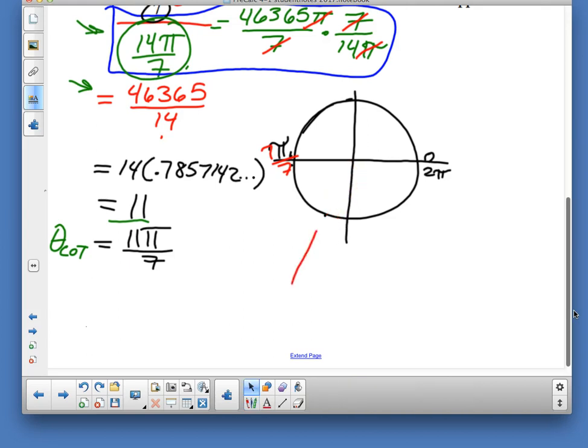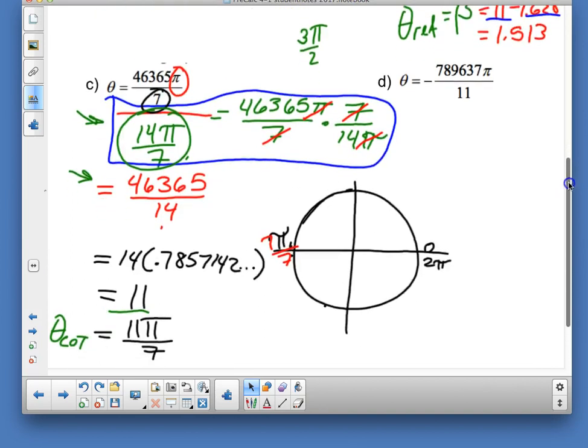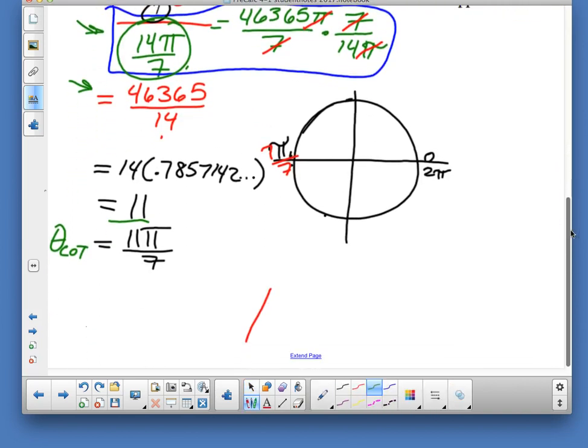Because 3, it's not going to be 4. 3, that's not negative, is it? I just got to double check. I was using it as negative. This is 3. This is about 4. So this is about 4 because I should have 3 more to finish. So this should be my 11 pi over 7. Right about there. Right? 11 pi over 7.